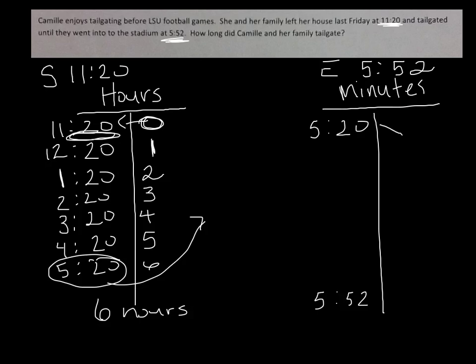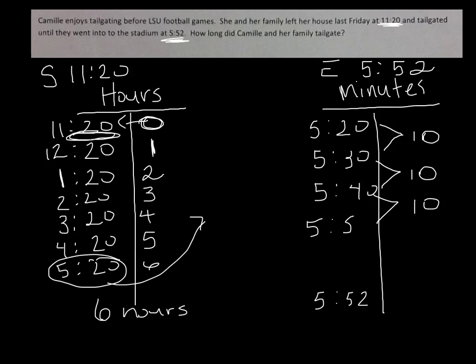So I'm going to say in 10 minutes, it'll be 5:30. And then I'm going to count another 10 minutes. And that is going to be 5:40. And then I'm going to count another 10 minutes, which is 5:50. And I can't go another 10 minutes, but 5:50 to 5:52 is 2 minutes.